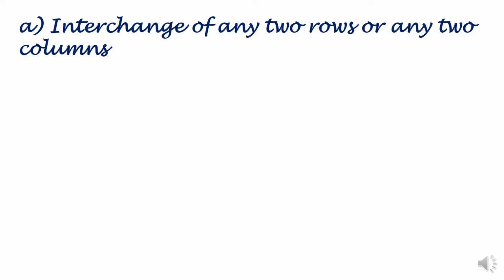The first operation, interchange of any 2 rows or any 2 columns. If you want to change the position of any 2 rows of a matrix, say Ri and Rj, R stands for row, i and j stand for the row number. This is denoted like this, where a double-headed arrow is written between Ri and Rj, saying that the rows have been interchanged. The same thing can be written for columns. Ci and Cj can be interchanged by denoting it in this way.